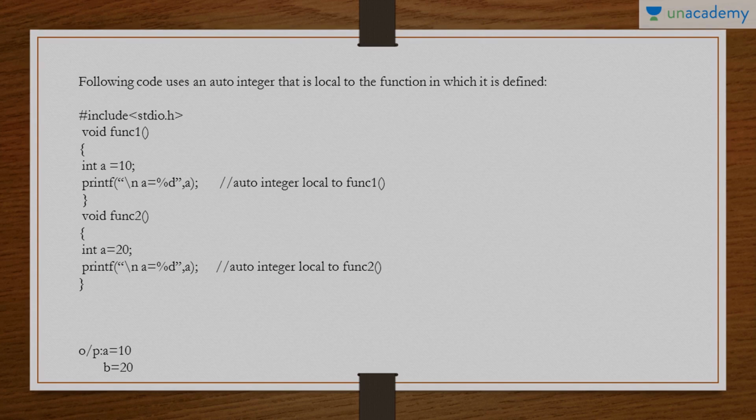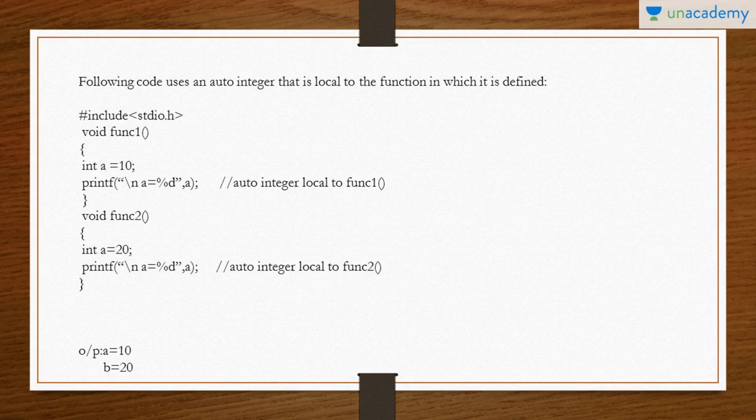The following code uses an auto integer that is local to the function in which it is defined. Local means that if you define a variable in a block, it will be valid only for that particular block rather than the complete program. We have local variables and global variables, and this is a type of local declaration. So this is the code that uses an auto integer that is local to the function in which it is defined.